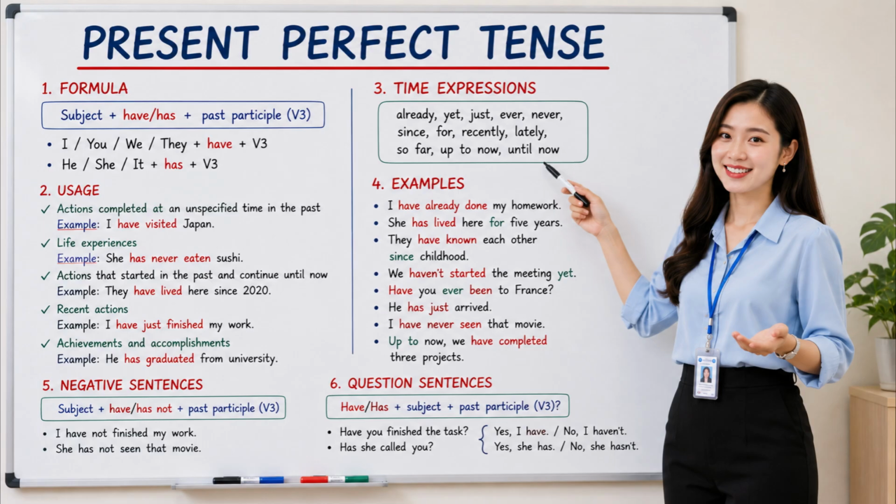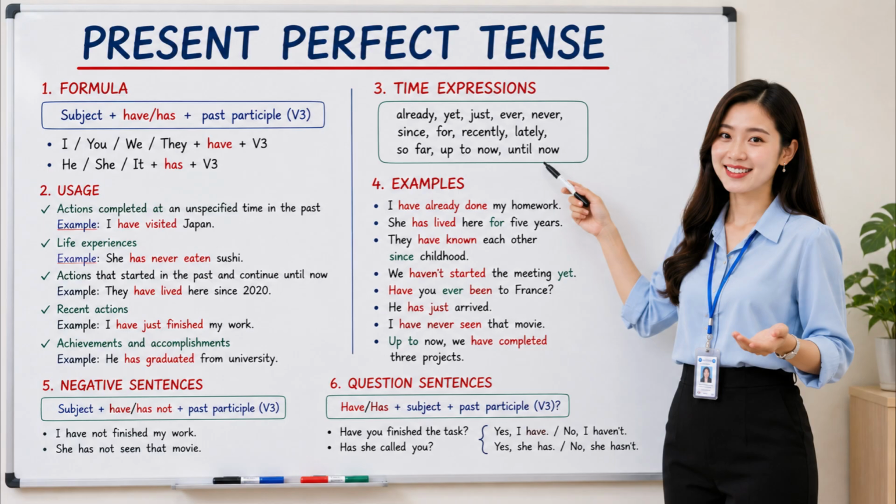The present perfect tense is very useful in everyday conversations. When talking about your experiences, you can say, I have traveled to Vietnam, or I have never seen snow. When talking about achievements, you can say, I have learned many English words, or we have completed our assignment. By learning this tense, you'll be able to communicate more naturally and effectively in English.